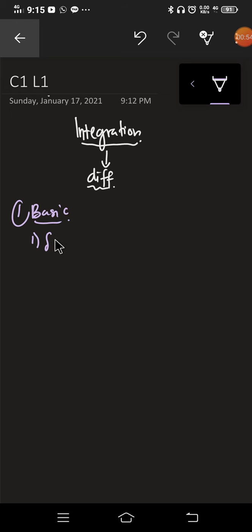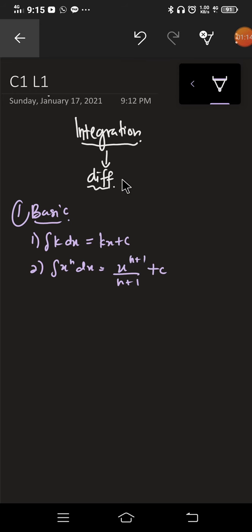The first one is integrate k with respect to x, so we get kx plus c. The second one is integrate x to the power of n dx, so we get x to the power of n plus 1 divided by n plus 1, plus c. What is the difference with differentiation? We add up the power, whereas in differentiation we subtract the power and multiply with the power. For integration, we have to divide with the power.